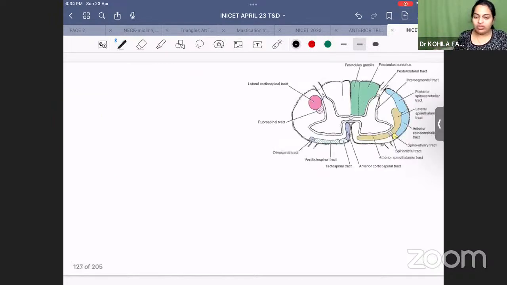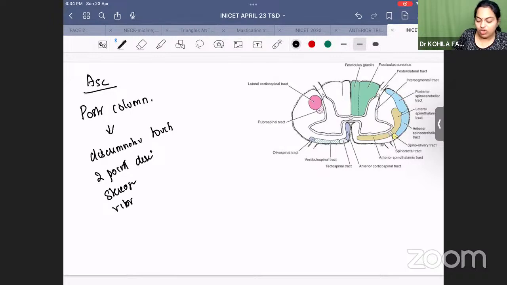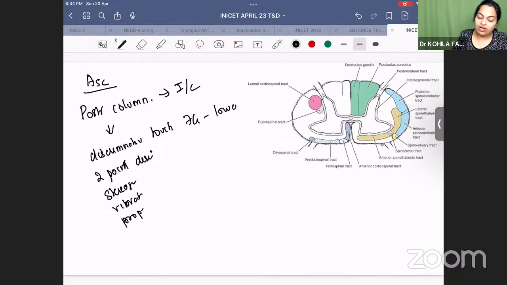So generally you should know about the ascending tracts and the descending tracts. Of the ascending tracts, which one is important? Posterior column. Recently, there was one question on it, right? So what are the sensations carried by the posterior column? Discriminative touch, right? Two-point discrimination, right? Stereognosis, vibration, proprioception. And remember, it's from the same side, ipsilateral, right? Fasciculus gracilis and cuneatus. Fasciculus gracilis from the lower part of the body, fasciculus cuneatus from the upper part of the body.